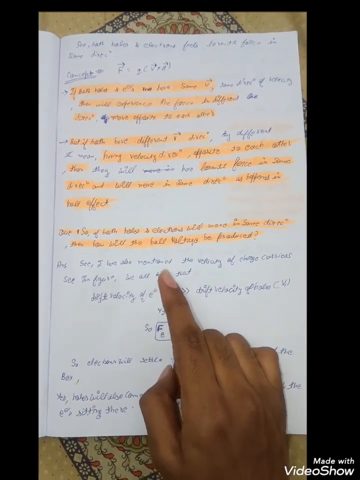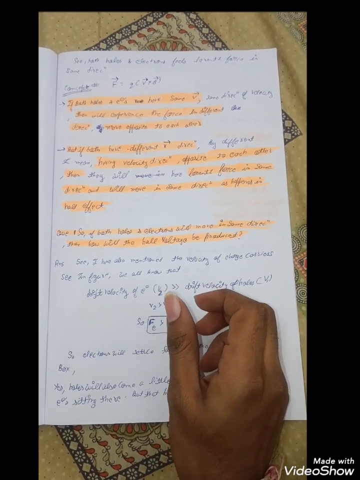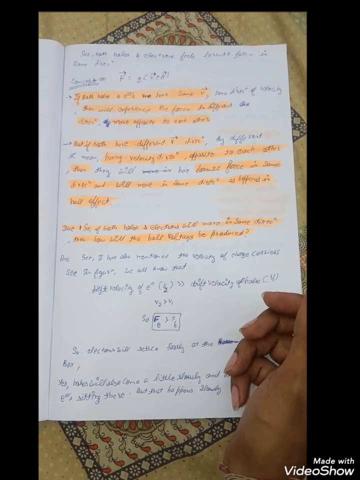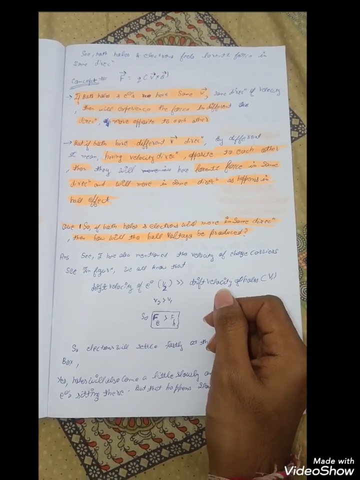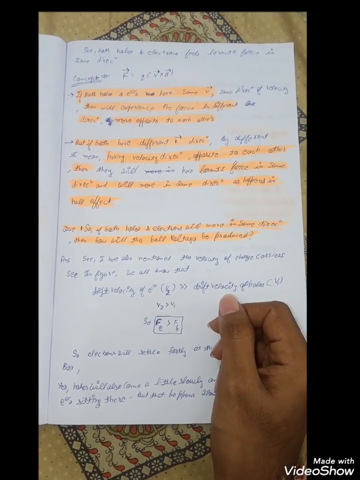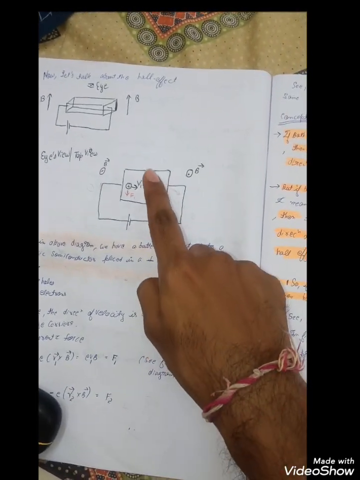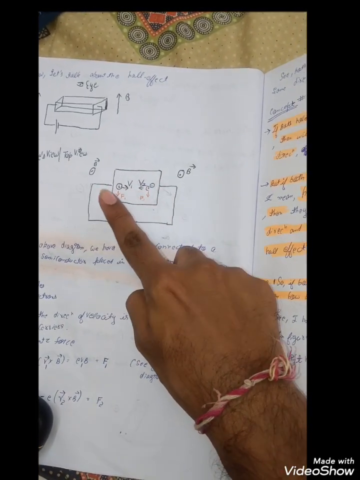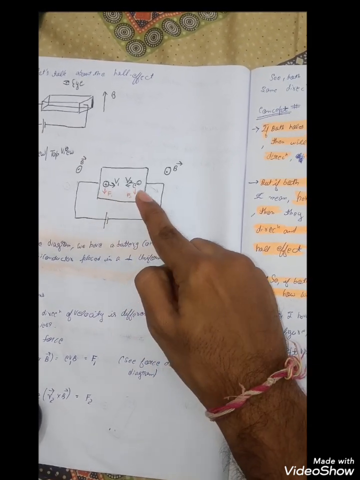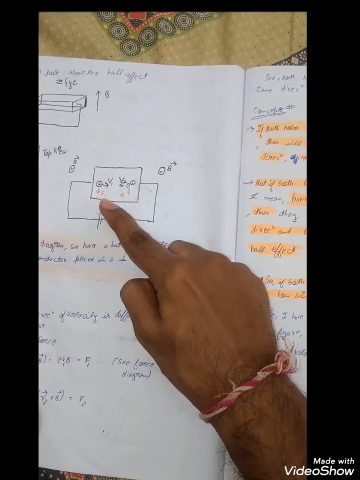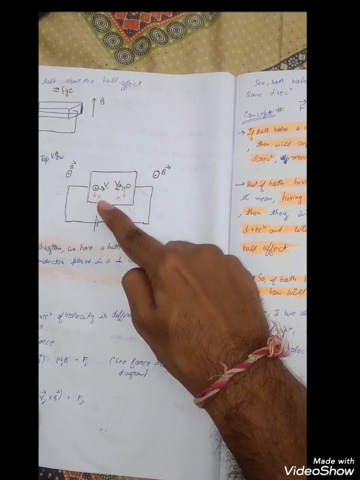Now another important question, because what I have said is against what the book teaches us. If both holes and electrons are moving in the same direction, then how will you have a Hall voltage developed between this plate and this plate surface?